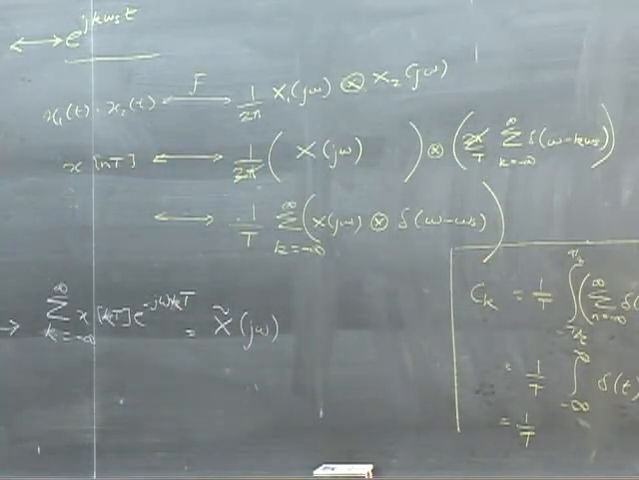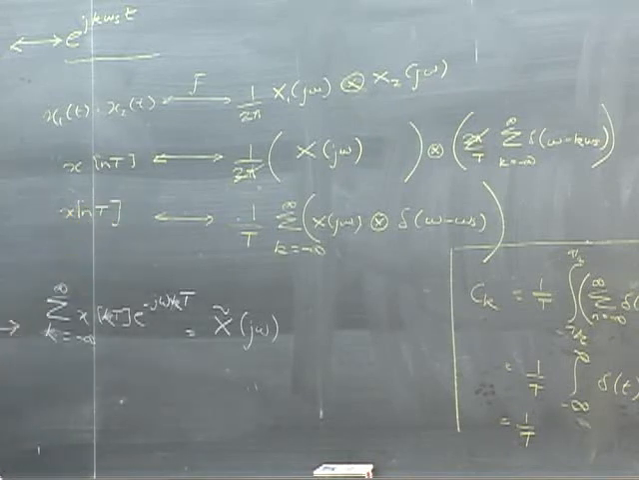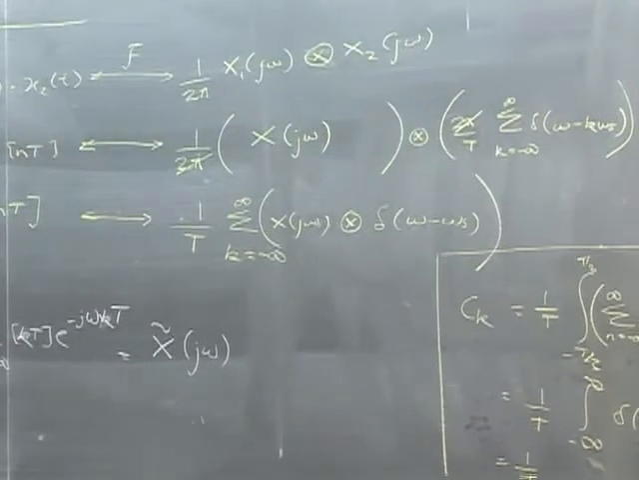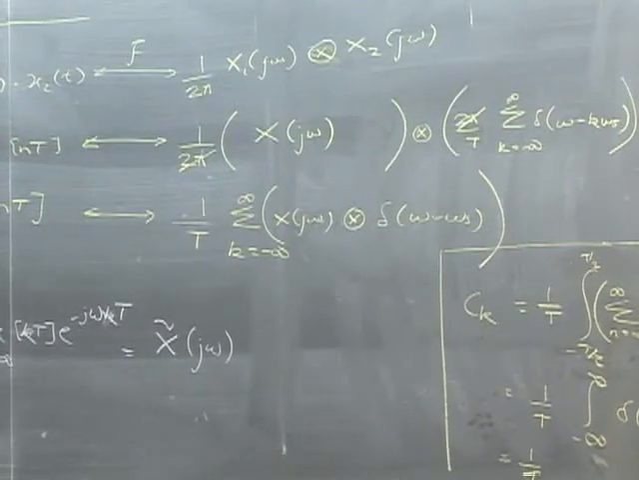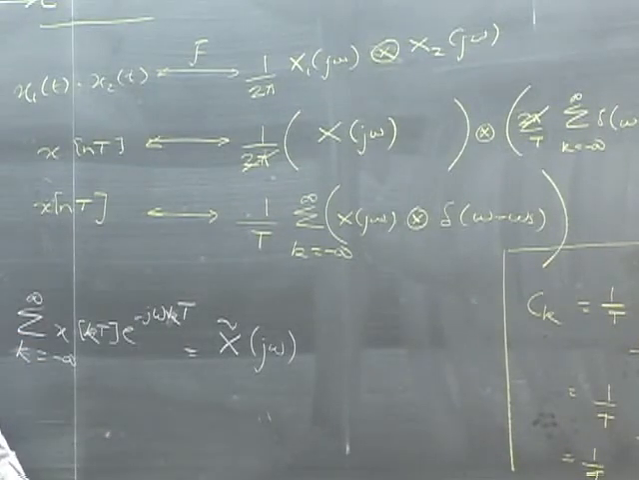Okay, so that's the Fourier transform of x and t. Almost there. We're almost there. Any questions about this? Okay, again, all I'm doing is plugging in.